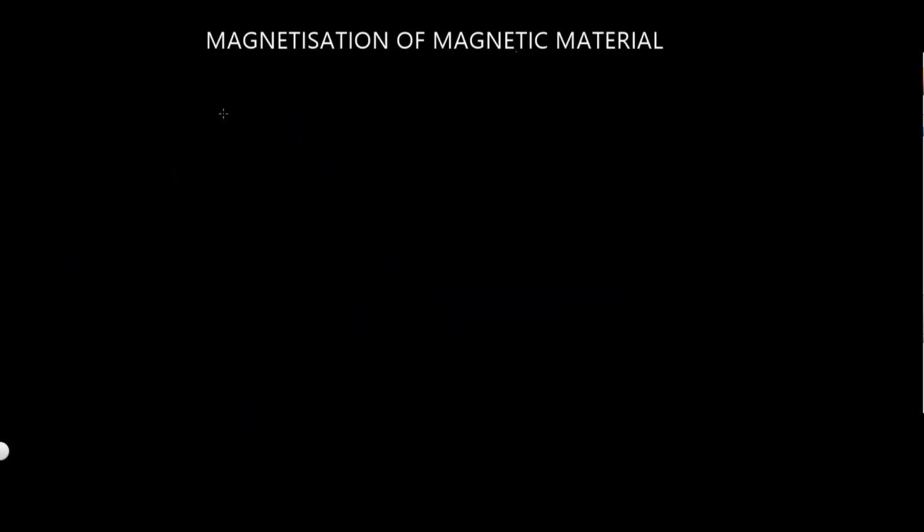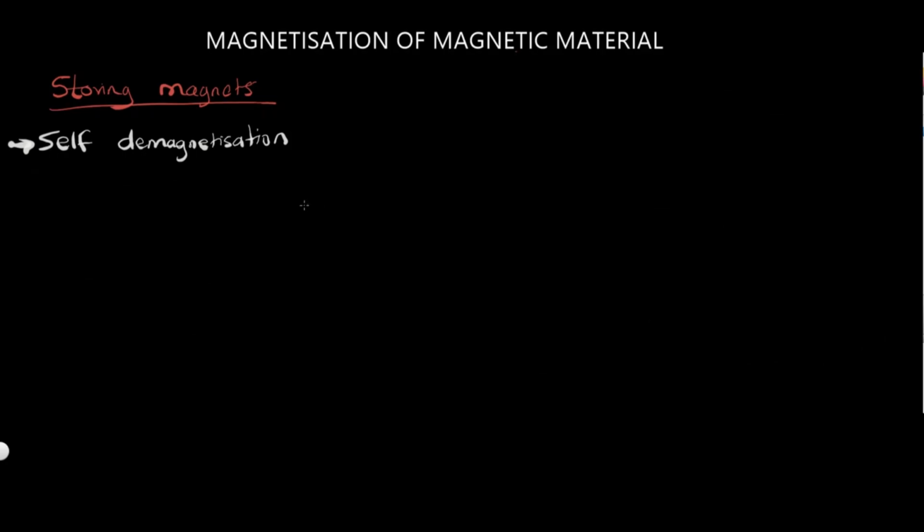Now the next part we are supposed to discuss is storing magnets. Why do we need to store magnets? There is something known as self-demagnetization, whereby with time these magnets tend to lose their magnetism. The strength of these magnets tends to weaken with time. So we need to store these magnets so that they retain their strength. To prevent this from occurring, we normally use steel.